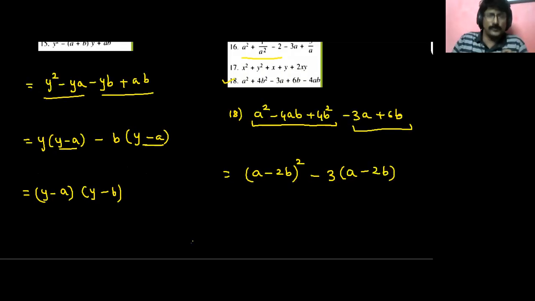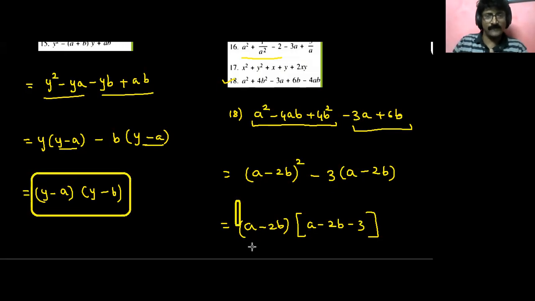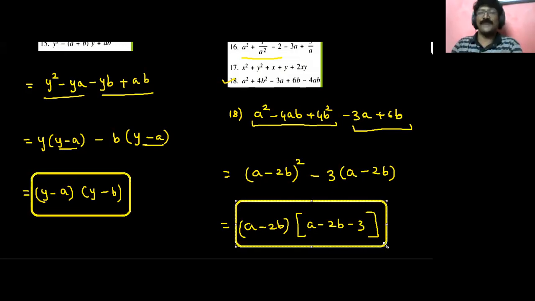It's super duper easy. And the last step, a minus 2b, a minus 2b can be taken out common. If we take out a minus 2b common outside, what will be left over from this term? A minus 2b, and from this term minus 3, and that's all. I hope you finish both these sums, and over here I am announcing that exercise 5a is done successfully.